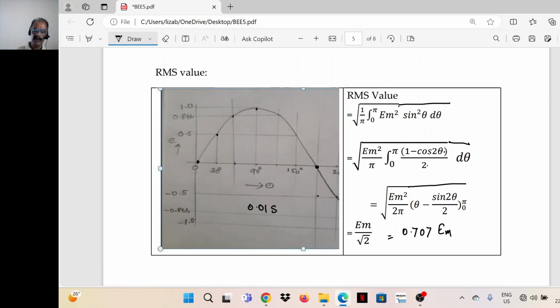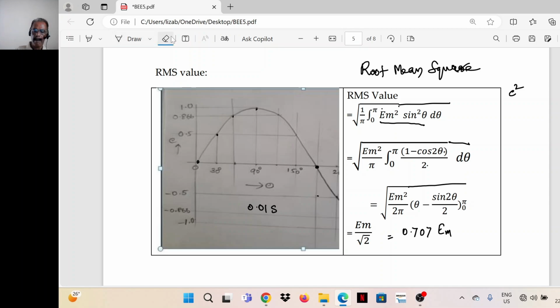The next is RMS value. RMS is root mean square. That is, square all the instantaneous values. E square is Em square sin square theta. Then find the mean of that. Mean can be found by adding all these squares over the interval 0 to pi and dividing it by the interval pi.